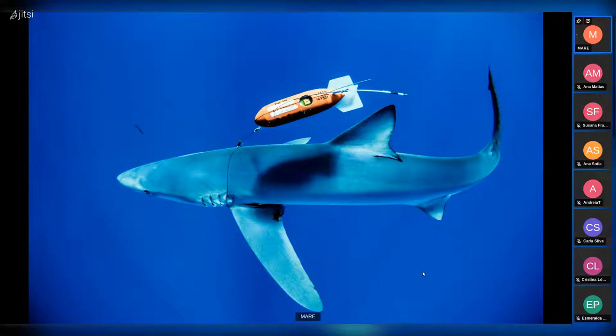all the device will float back to the surface, and researchers can collect and unload all the information, and better understand where the sharks are moving, their movements, if they're interacting with areas of fishing, areas of pollution, and again, to better understand their ecology, and to better be able to protect them.